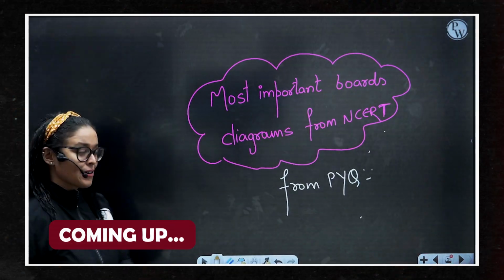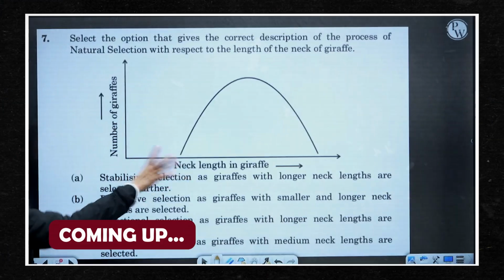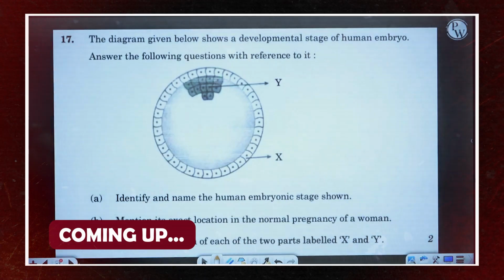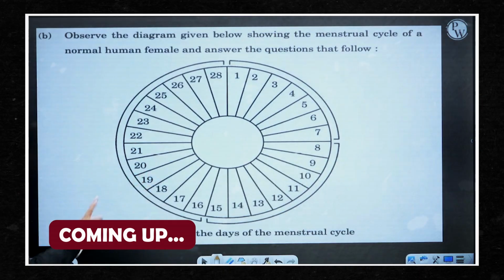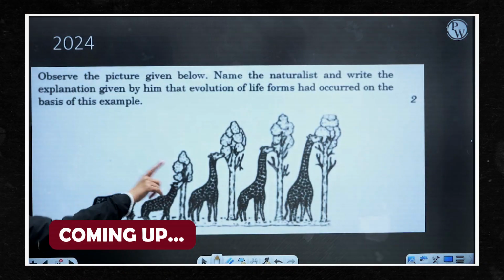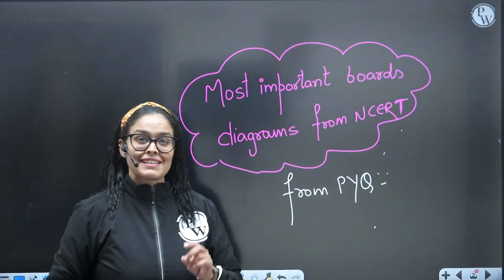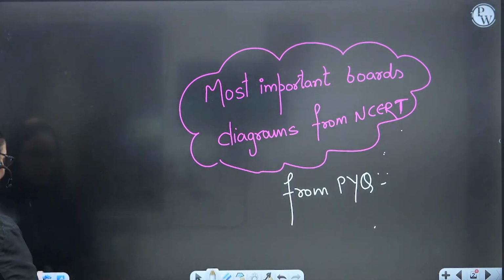Analyze the most important diagrams for your board exam. This is the natural selection and human reproduction part, menstrual cycle, question from the menstrual cycle. Then this is from evolution. Students, let's analyze the most important diagrams for your board exam.